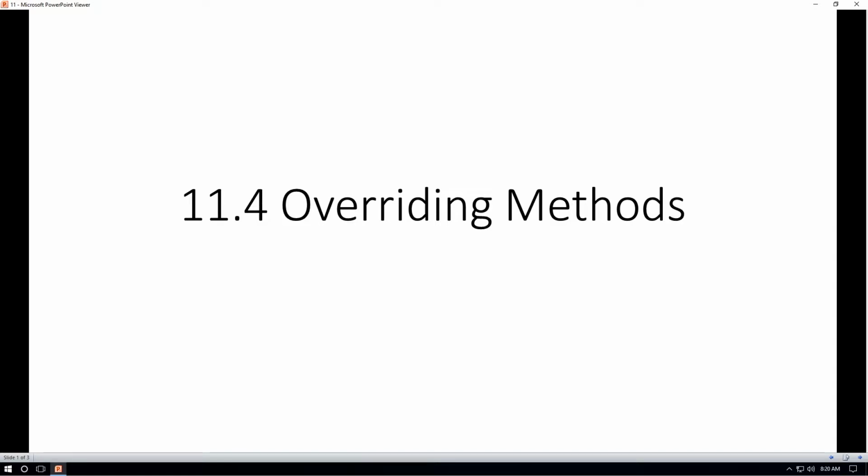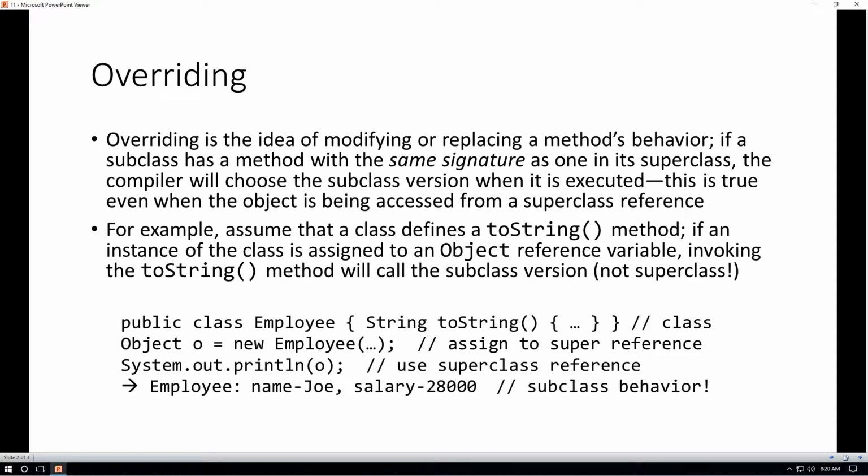In this section, we're going to discuss overriding methods. Overriding is the idea of modifying or replacing a method's behavior that's defined in a superclass. A subclass will do that modification. The subclass method has to have the same signature as its superclass for overriding to work. That is, the name of the method and the exact parameter list must be the same.